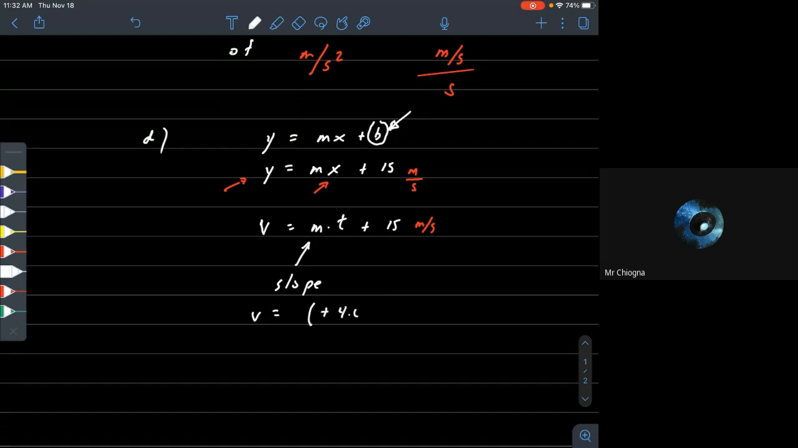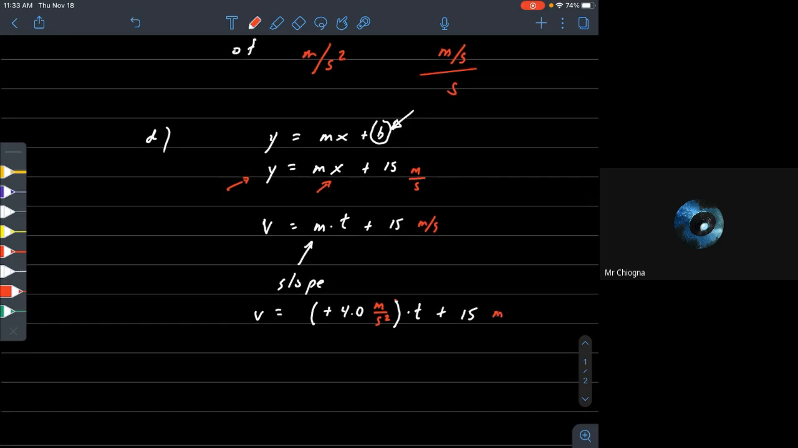I would put positive just to make sure. On a test, I'm a little bit more forgiving. If you just put 4, I would interpret it as +4. But when you're doing assignments, try to be a little more careful. With unit of meters per second squared, I'll highlight it in red, times t plus 15, units in red. That might be the way for us to do it. Maybe change colors if you can when you're writing the equation. Put the units in a different color.